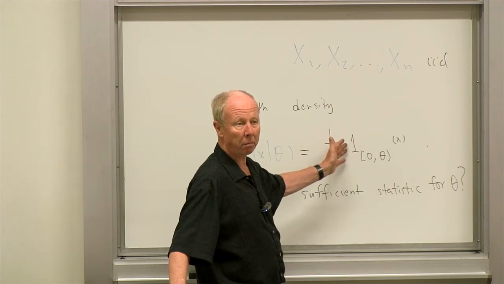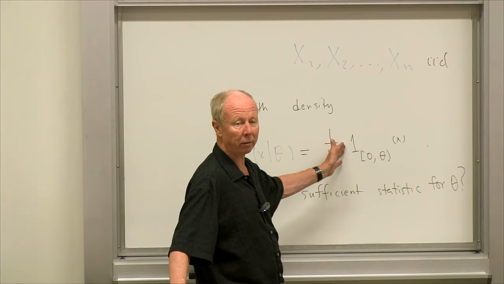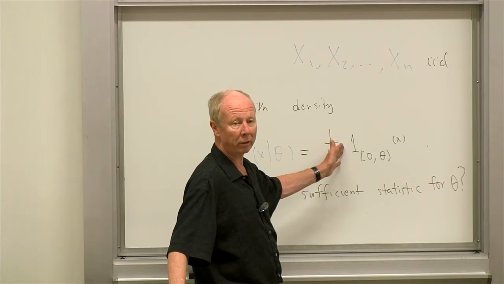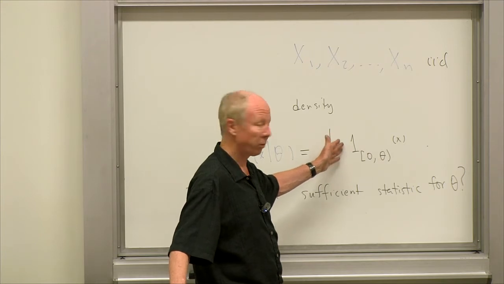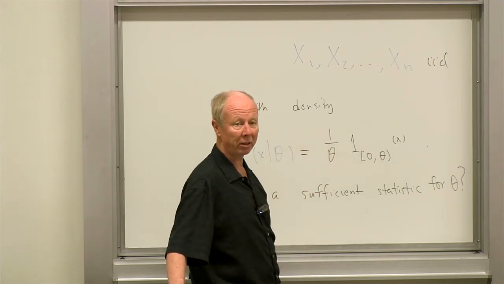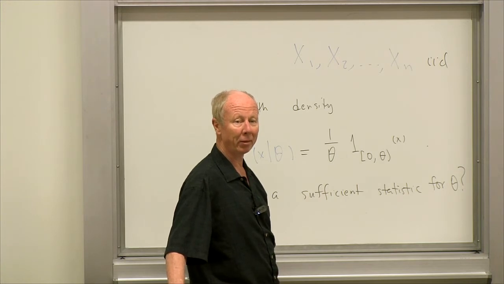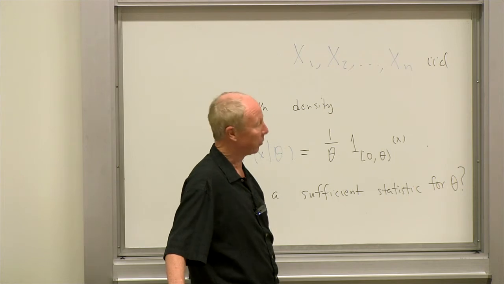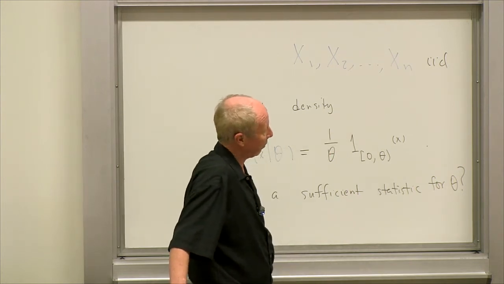That's the area of a box of height 1 and length theta. So the integral of this would be theta multiplied by 1 over theta. That gives me 1, which is a density. Okay. Answer the question? Okay, good. So we have that.